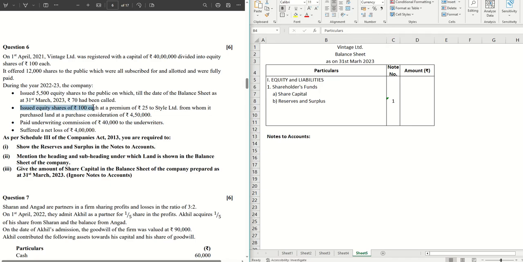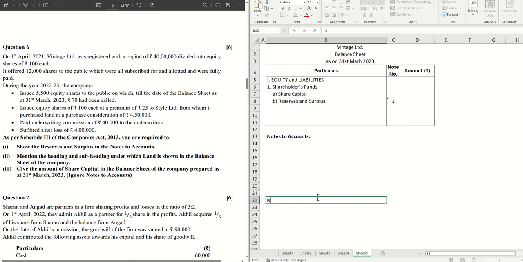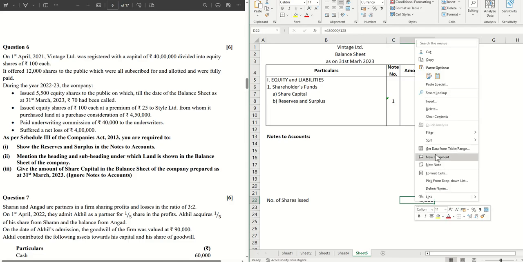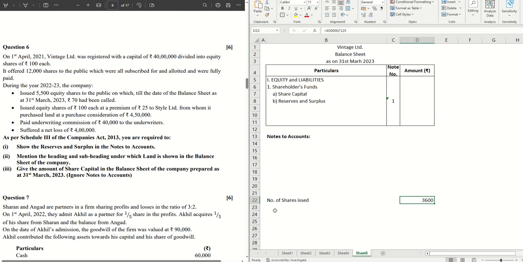It issued equity shares of rupees 100 each at a premium of rupees 25 to Style Limited, from which it purchased land at a purchase consideration of rupees 4,50,000. So here we have a premium of 25, and in order to find out the exact amount of premium, we would need the number of shares that have been issued in order to purchase this land. All right, so let's quickly do the working here. Number of shares issued. That will be a straightforward calculation, which is 4,50,000, the purchase consideration, divided by 125, the issue price, which is 3600. 3600 shares were issued.